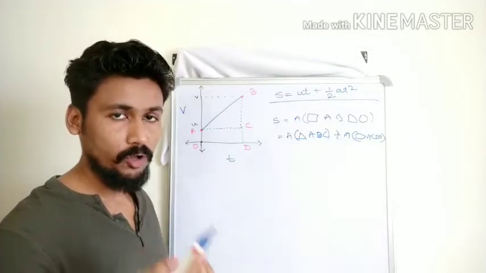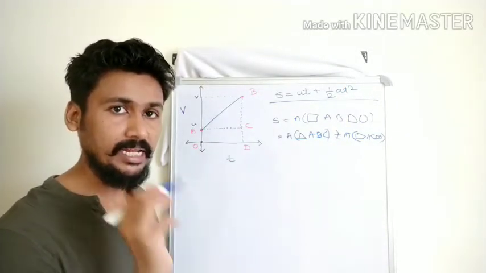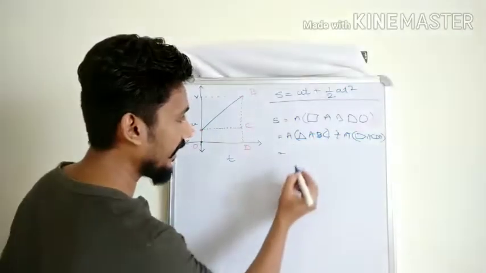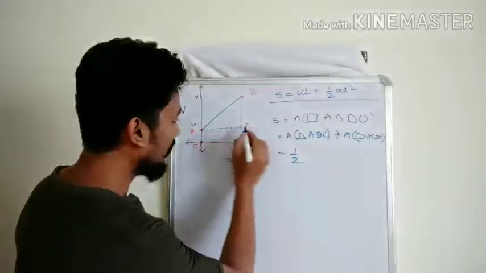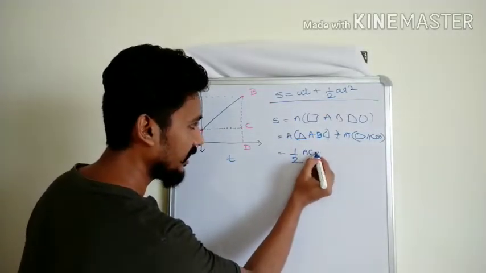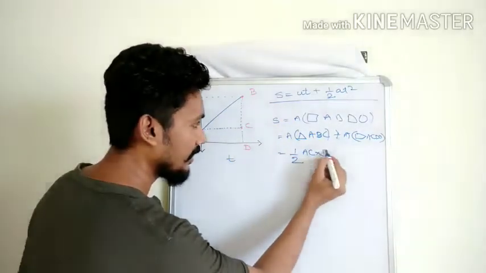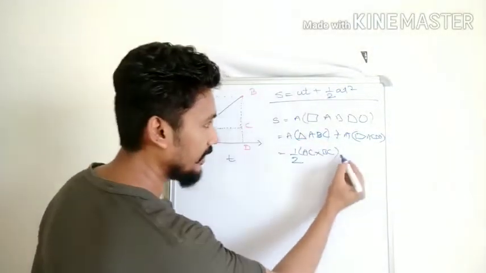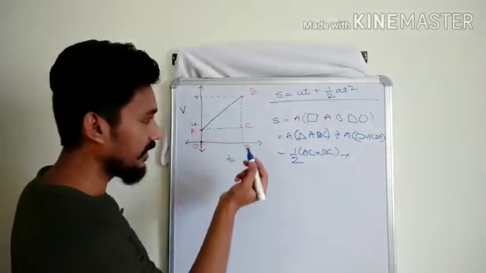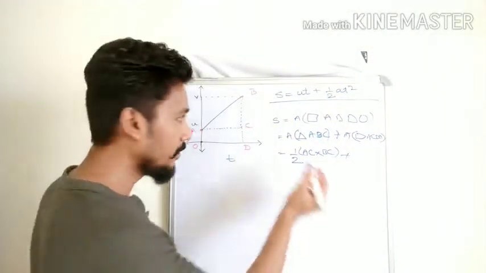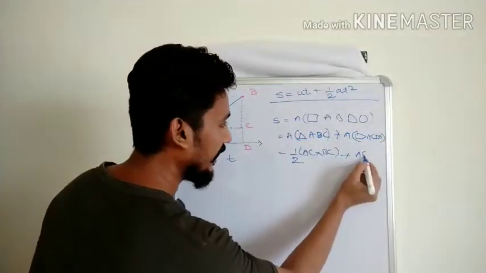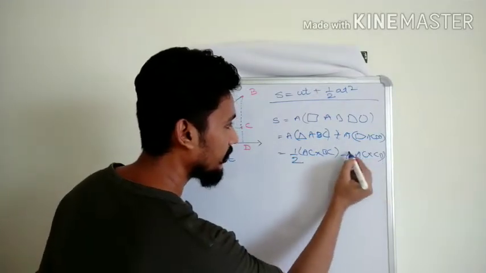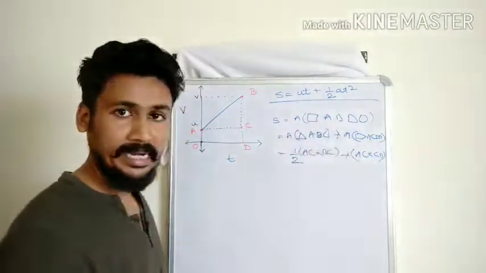Now how much is the area of triangle ABC? You know the formula for the area of a right angle triangle: half base into height. So this I can write as half into AC, the base, into BC, the height. This is the area of the triangle, plus the area of the rectangle. The area of a rectangle is given by length into breadth, so AC multiplied by CD.